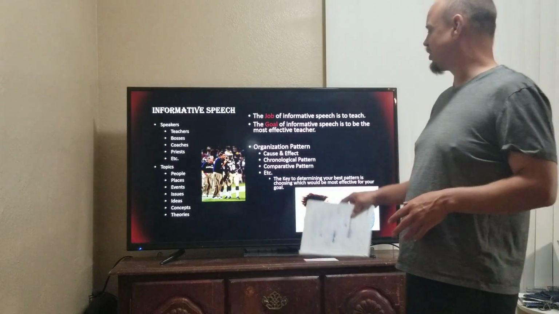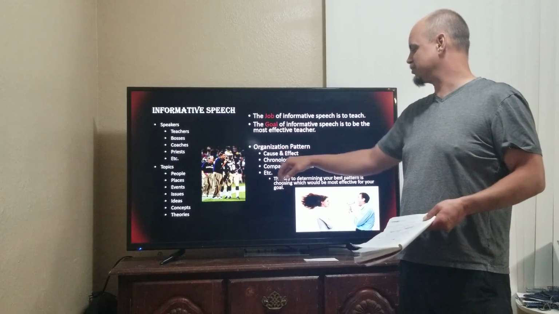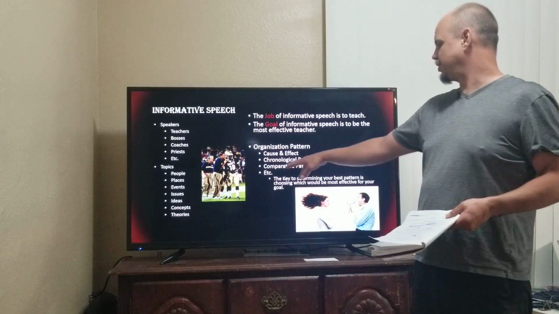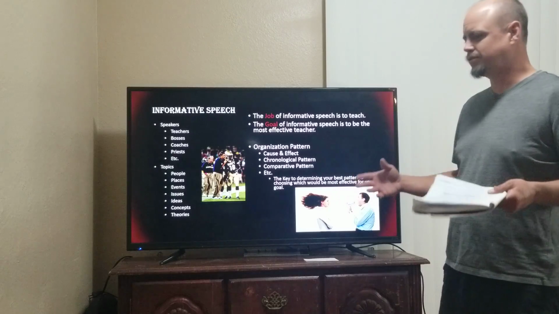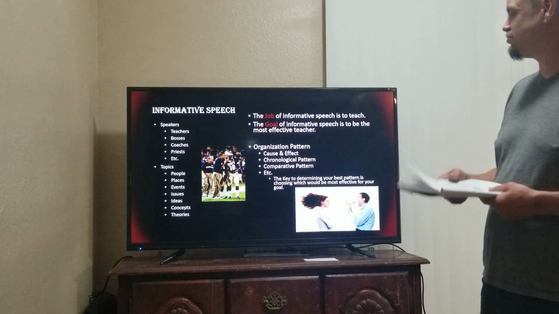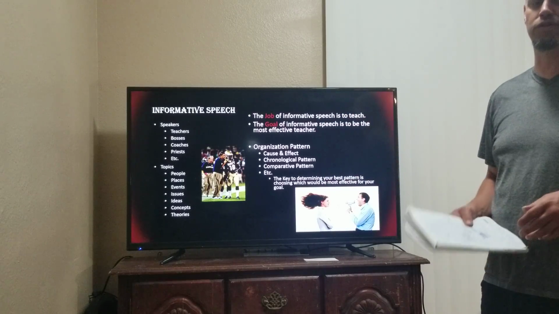Now, the way they organize these patterns, they have them as cause and effect, chronological patterns, comparative patterns, etc. Key aspects like that. The key to determining your best pattern is choosing which is going to get you to your goal of whatever you're doing your speech as.